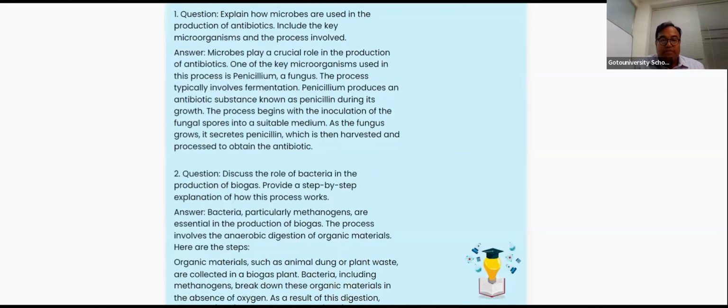Discuss the role of the bacteria in the production of biogas. That topic we are going to discuss. We know very well biogas production is very important, not only for fuel purposes, but also for running many engines, not only in running automobiles, but also for running super multi-speciality hospitals. We can use it for multiple purposes.